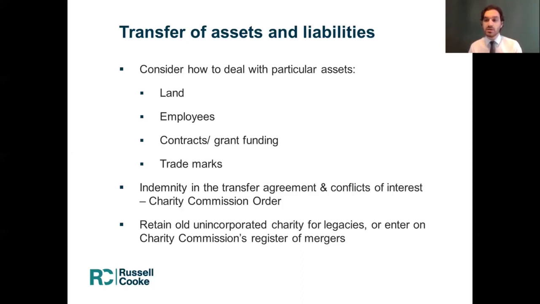So this is the new organisation indemnifying the trustees of the unincorporated charity in the event that any historic liabilities arise and those individual trustees are sued for something that happened, say, a year or two in the past. It's important to have that in there because those individual trustees have just given everything in the unincorporated charity's bank account to the new incorporated charity. So it's important that they get that promise to be protected if something comes up from the past.